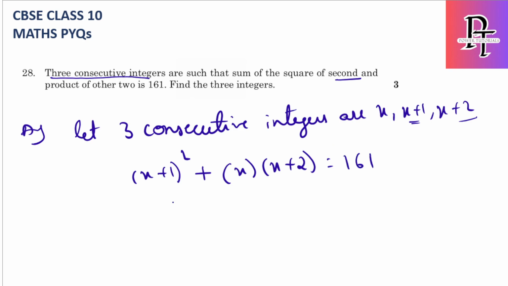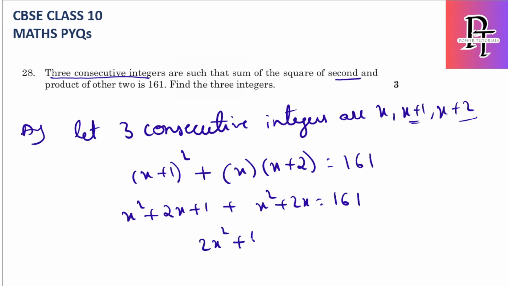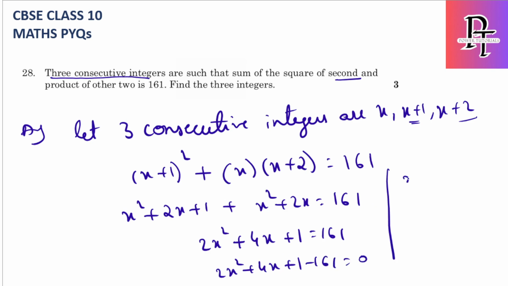So we have to find the x value now. What is a plus b whole square? a square plus 2ab plus b square, and here it will be x square plus 2x plus 1, plus x square plus 2x, is equal to 161. So 2x square plus 4x plus 1 minus 161 is equal to 0, which is 2x square plus 4x minus 160 is equal to 0. If I divide by 2, I will get x square plus 2x minus 80 is equal to 0.